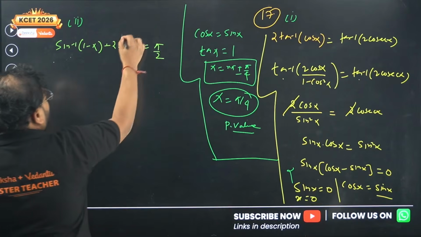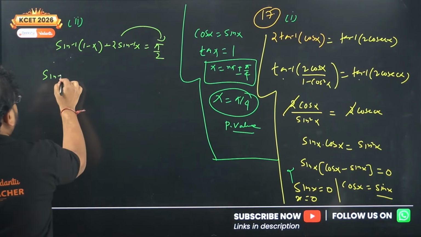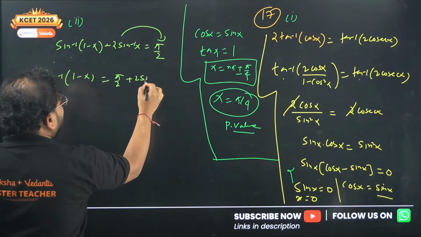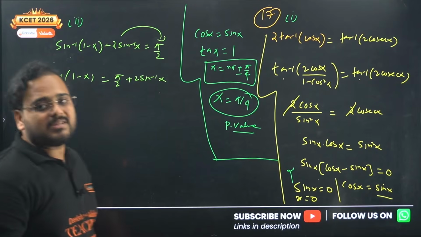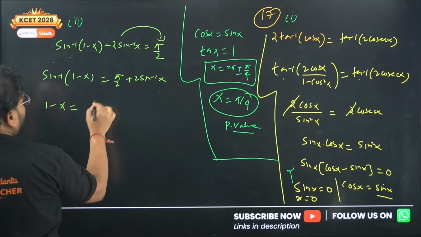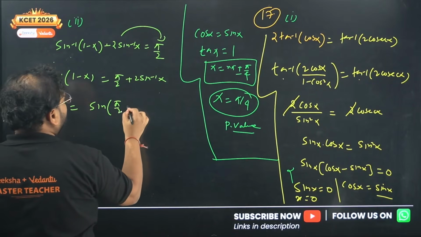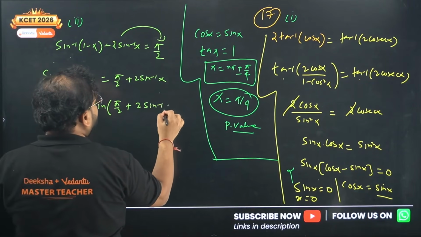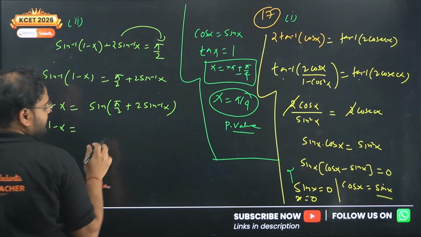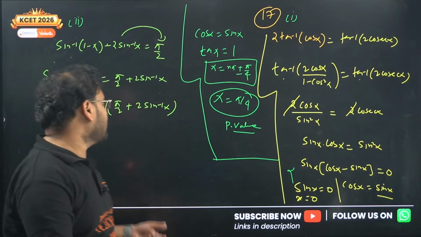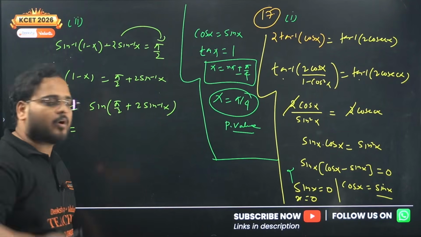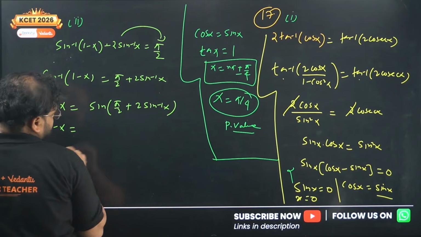Okay, sir. Move to this side. It will become pi by 2 plus 2 sin inverse of x. Now take sin on both sides. It will become 1 minus x, and over here you'll have sine of pi by 2 plus 2 sine inverse of x. 1 minus x as it is. Over here, what do I get? Sine of 90 plus some angle. Sine inverse of x is some angle, and into 2 it will be some angle only. So the sine of 90 plus some angle, in the second quadrant, is positive only. So it will become cos.